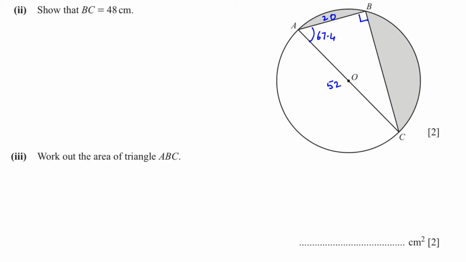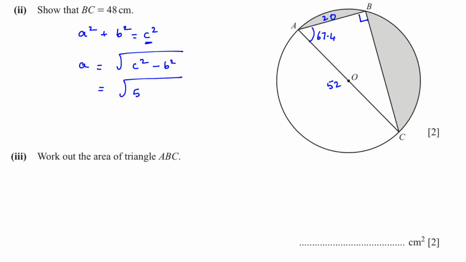2. Show that BC is equal to 48 centimeter. We know this is a right angle triangle. Two sides have been given to us. We need to find the third side. The hypotenuse is given to us. So we can use the Pythagoras theorem, which is a square plus b square is equal to c square. C is your hypotenuse. If you want to find A, you will write c square minus b square. Our hypotenuse is 52 square minus the other side, which is 20 square, and we'll get 48 centimeter. So this is 48 centimeter.